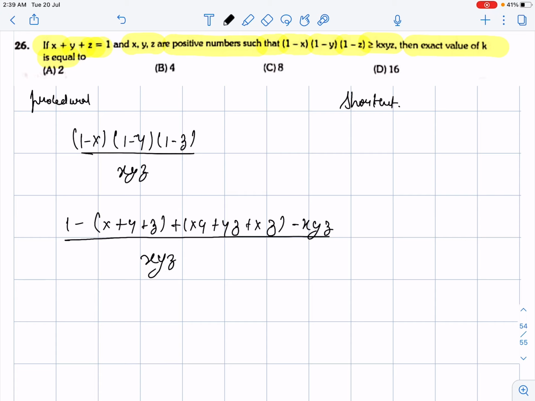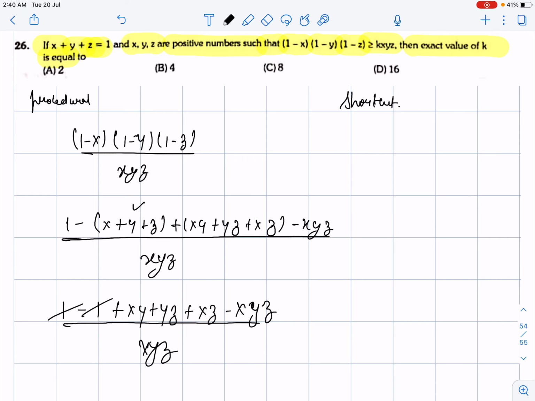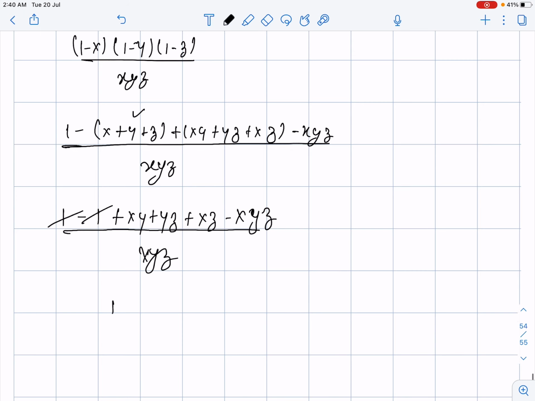Proceeding further, we divide the terms. What values are we already knowing? x plus y plus z we already know, that is 1, so it becomes 1 minus 1 plus xy plus yz plus xz minus xyz, divided by xyz. So this will get cancelled, and it becomes 1 upon x plus 1 upon y plus 1 upon z minus 1.